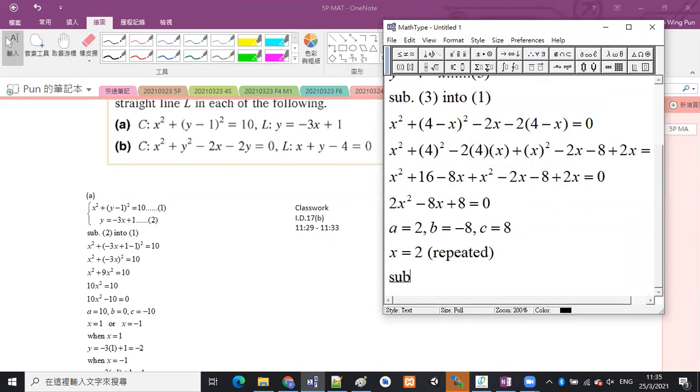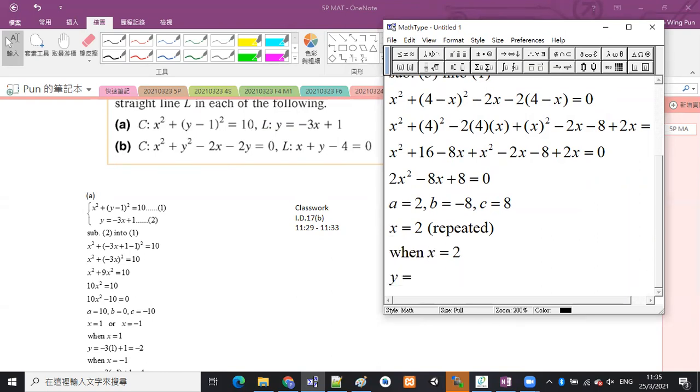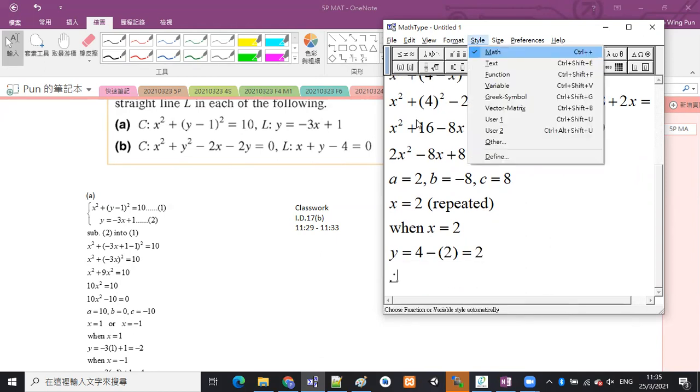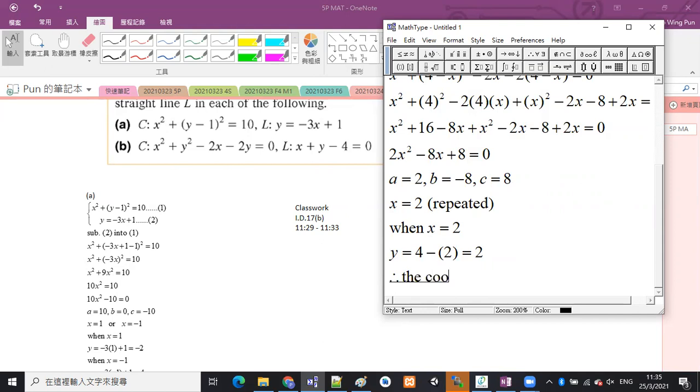So when x equals 2, y is calculated by 4 minus 2. Okay, so that is 2. So the only intersection point, the coordinates are (2, 2). Okay, so there is only one answer for this question. Can you get this? That should be (2, 2).